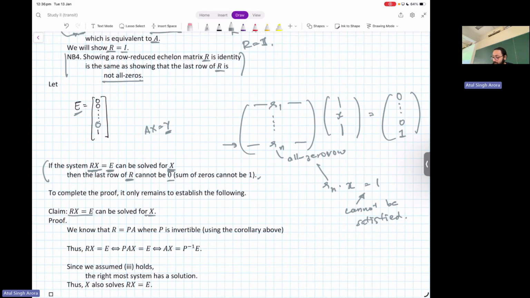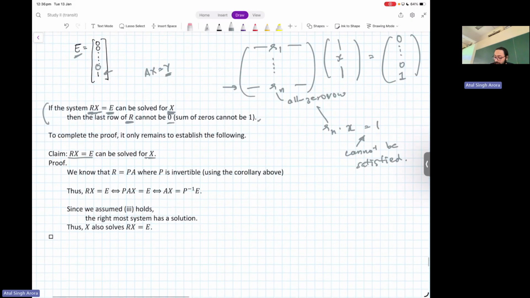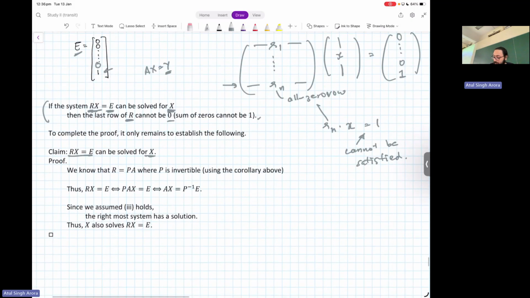And now what we want to show is that if R has no zero rows, because wherever it had a zero row, you could have chosen E accordingly. Like I said, the last row cannot be zero. You can put one wherever you want, and you can argue that no row can be identically zero. Now we want to argue that if there is no row that is identically zero, then you can always find a solution. That is what this last step is doing. It's saying that Rx equals E can be solved for all x, given we showed that R cannot have any all zero rows.